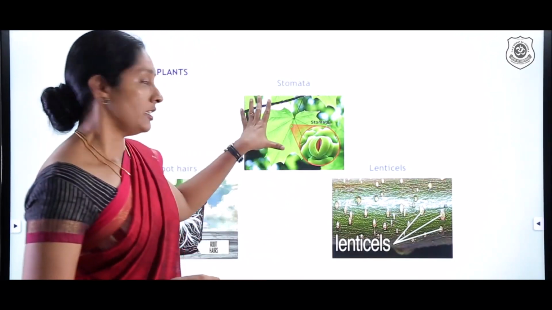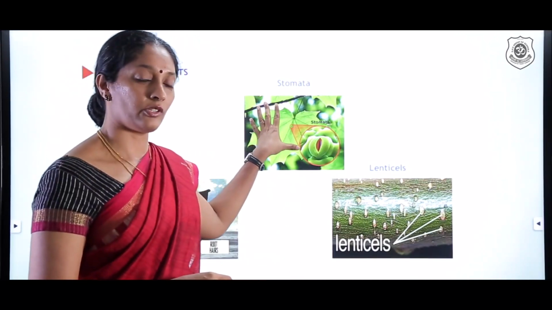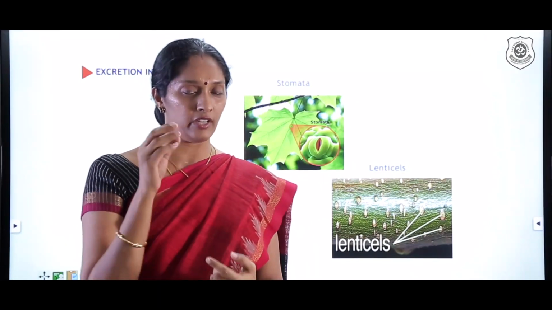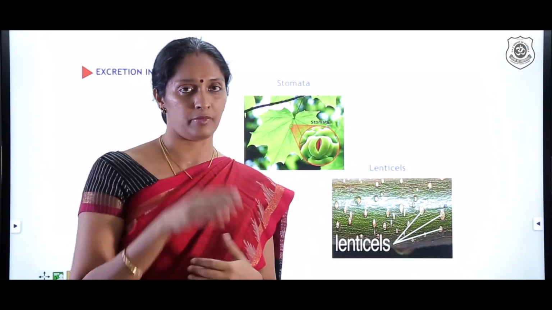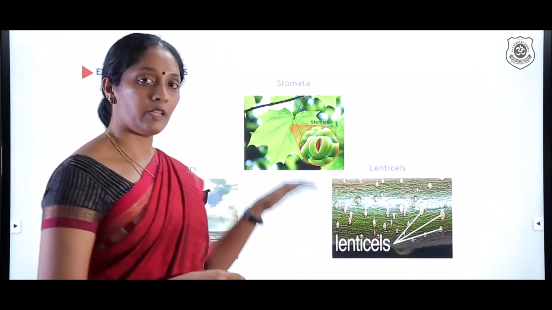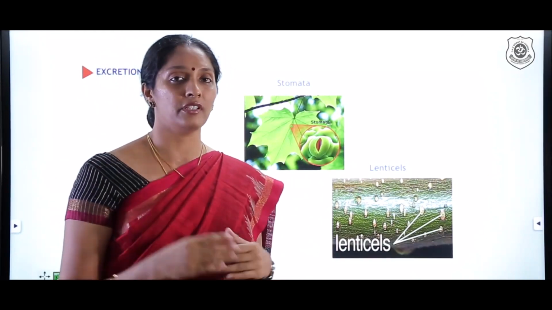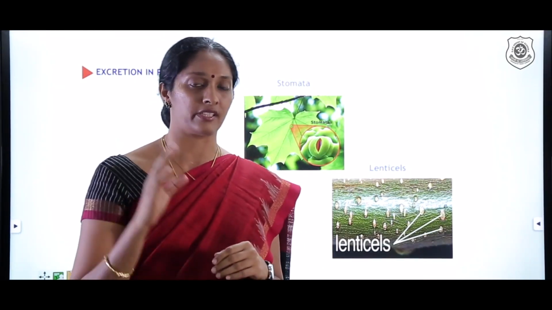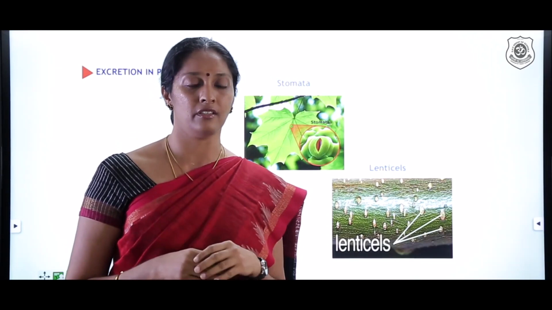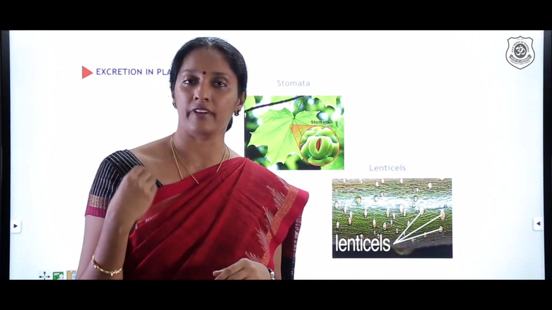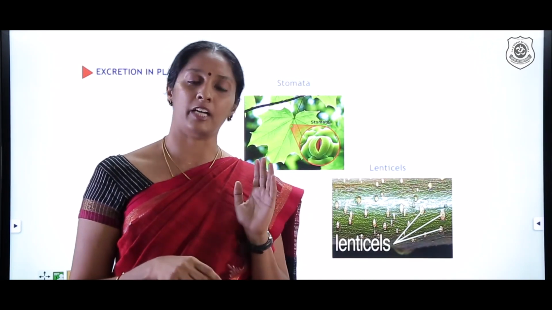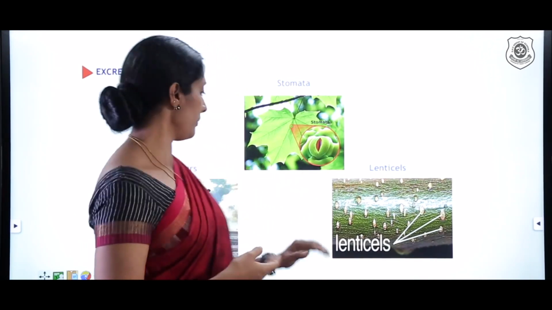For example, stomata. We have learned earlier about stomata. You know that stomata help in exchange of gases. Now let us focus more on the excretion part of stomata. Stomata help in removal of oxygen at the time of photosynthesis, removal of carbon dioxide at the time of respiration, and removal of excess water in the form of water vapor at the time of transpiration.